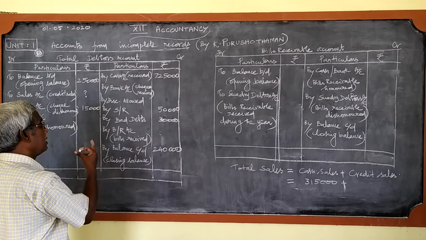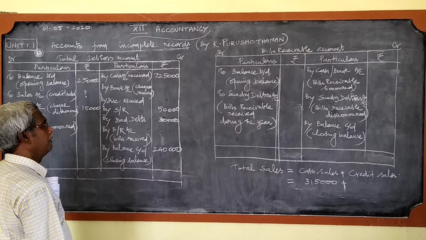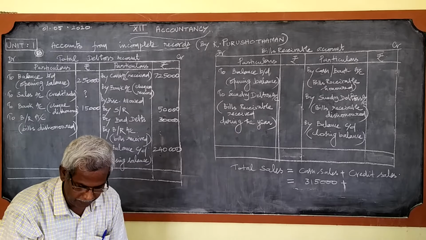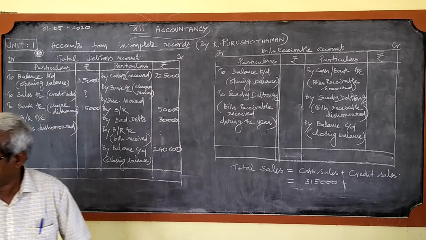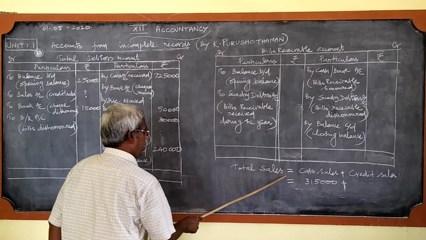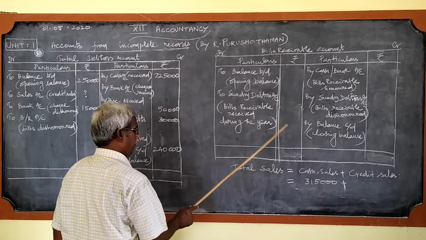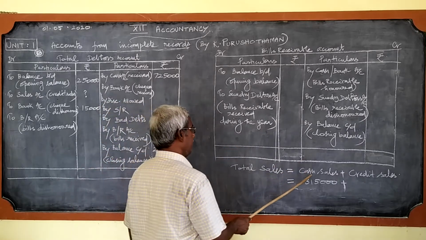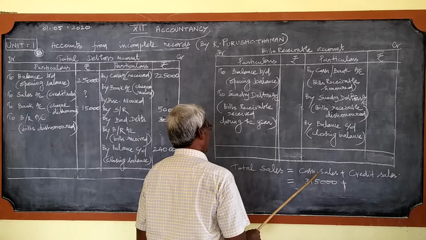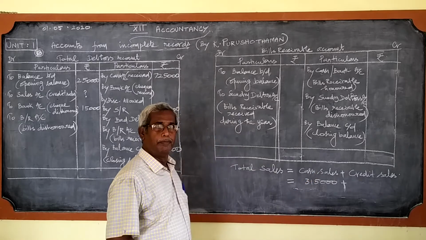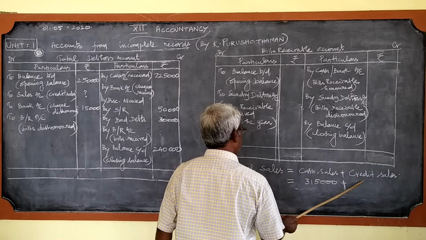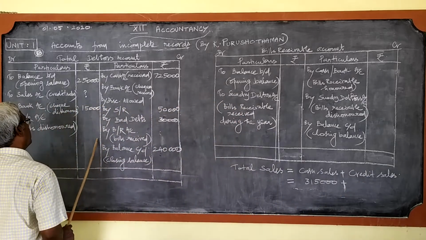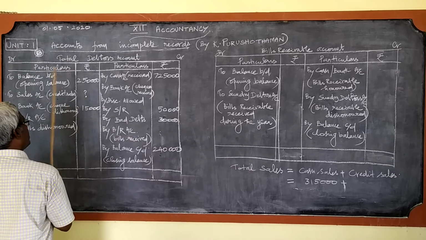So to find the bills receivable received, we must use that format. This is the idea behind it. Once again, I shall tell you. This is the question for which we will have to answer. Find the total sales. To find the total sales, we need cash sales and credit sales. Cash sales is readily available in the problem. Now we should find the credit sales. To find the credit sales, we should come to this format.